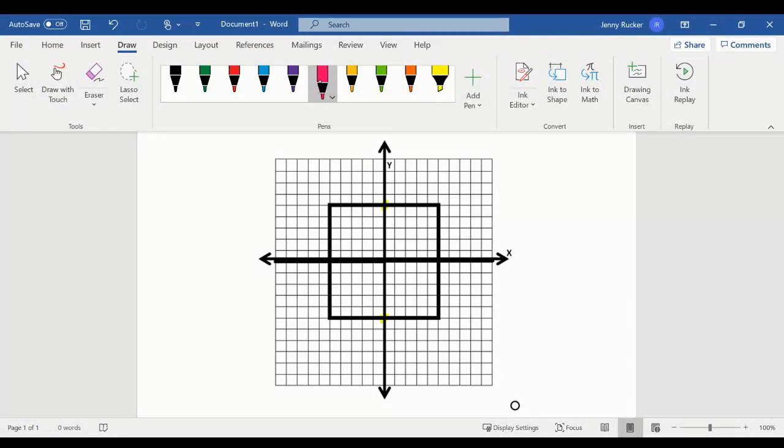We can verify this is the midpoint by counting 1, 2, 3, 4, 5. So from this midpoint to the midpoint on the bottom, this line that I'm doing in yellow highlighter is one line of symmetry. That line is the y-axis, which has the equation x equals 0.